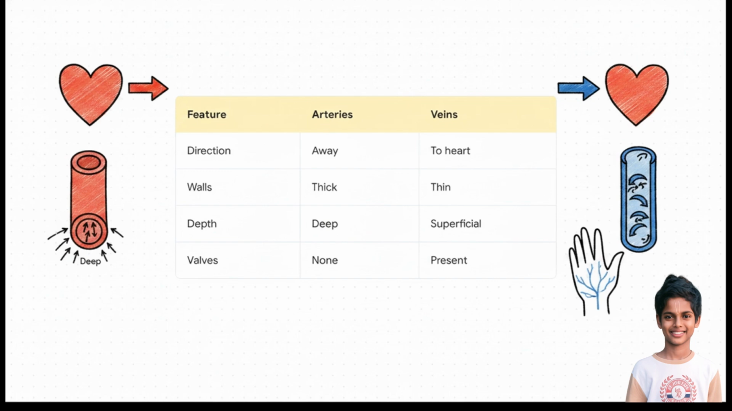Third, depth and pressure. Arteries are deeply placed under your skin, and the blood inside them moves under high pressure. Veins, however, are superficially placed. You can actually sometimes see them on the back of your hand, and the blood inside does not move under high pressure. Finally, valves. There are no valves inside arteries, but veins have a series of valves present inside them. Why? Because the blood in the veins isn't under pressure. These valves are crucial to prevent the blood from flowing backward away from the heart. Study this table extremely carefully, Beta.